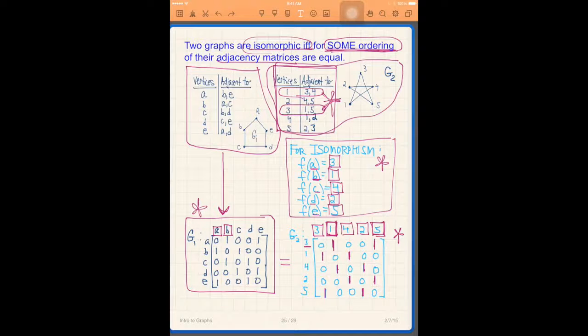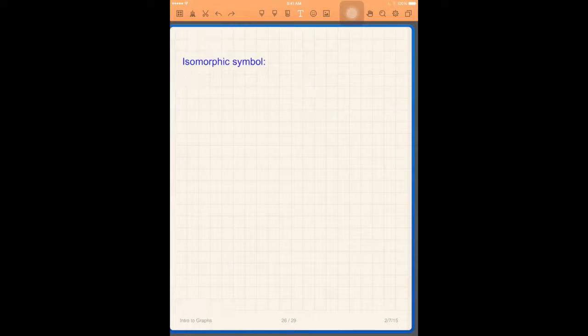So we have G1 is isomorphic to G2, and the symbol that we use is the equals sign with the tilde symbol on top. G1 is isomorphic to G2. Now let's look at another example to determine if two graphs are isomorphic.